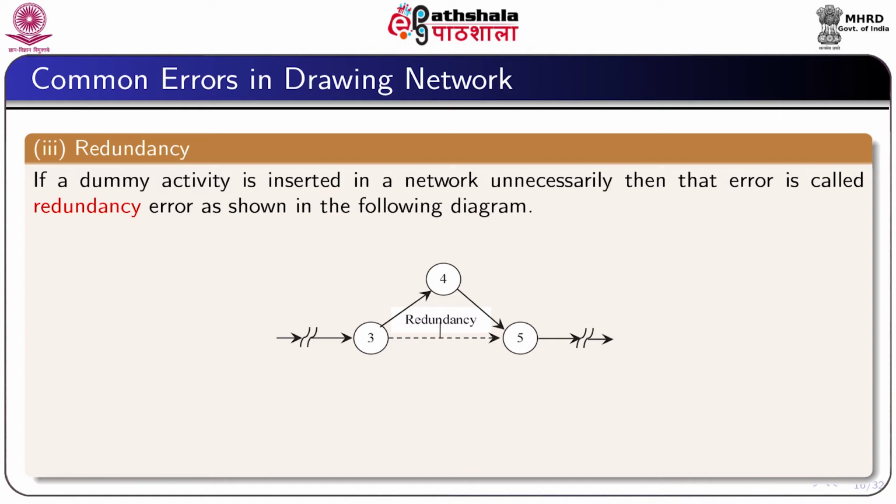activities which can occur one by one, but a dummy activity is connected between the nodes 3 and 5, which is actually no need. Therefore, this dummy activity connecting the nodes 3 and 5 is called the redundancy dummy activity, and this type of dummy activity is actually the error in the network diagram, which is called the redundancy error.